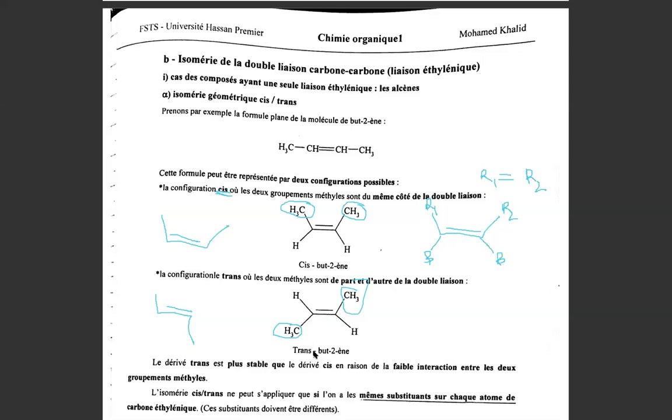Now with a different orientation. This one here is trans because we have two substituents that are similar. Now they are in opposite directions. And this one will be called cis but de in because you have two substituents that are the same and are on the same side, même côté de la double liaison.